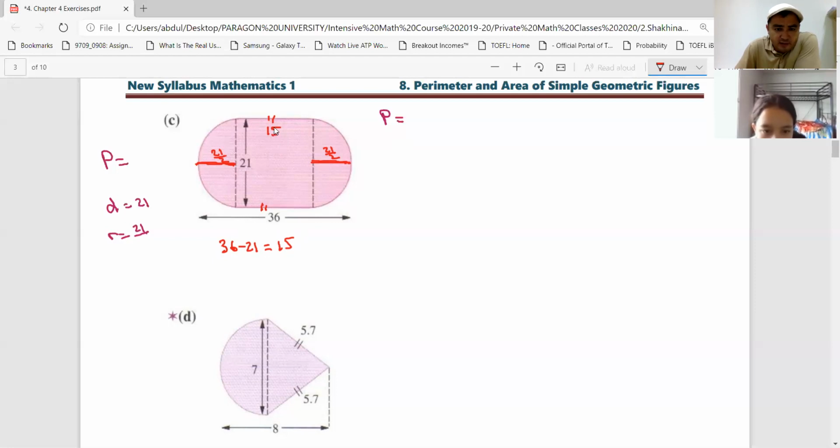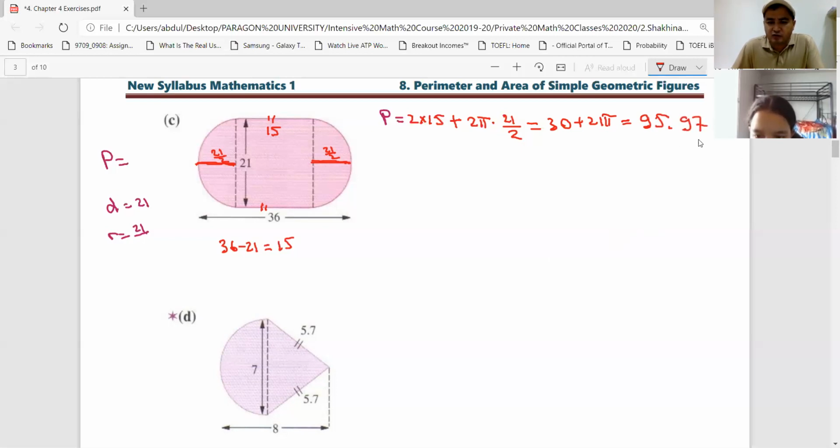So perimeter means 15 plus 15, that is 2 times 15, plus this semicircle plus semicircle, just one circle, right? So that's equal to 2 pi r. What is r? r is 21 over 2. Because the semicircle plus semicircle is one circle. This line segment is 15, this line segment is also 15. Here we have 2 times 15, that is equal to 30 plus, the 2 cancels, 21 pi. Now if you evaluate this, 30 plus 21 times pi, that's equal to 95.97 centimeters, correct to 2 decimal places.